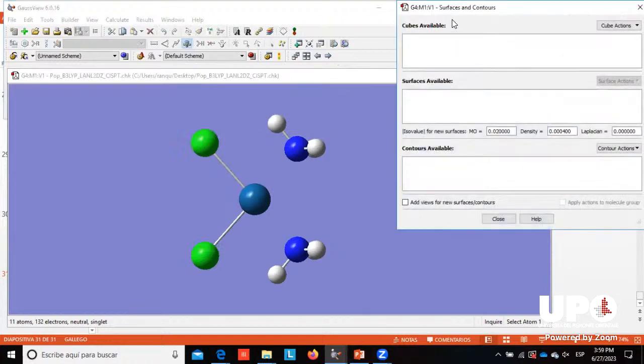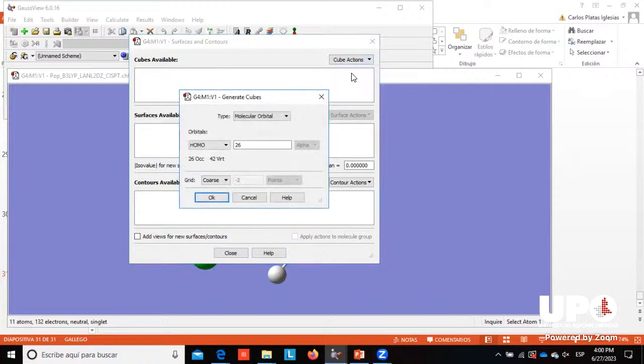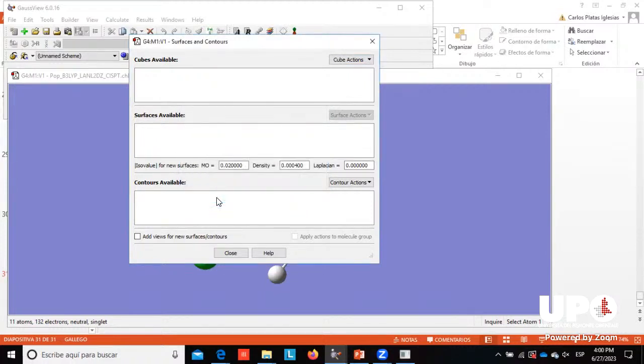And here in surfaces, we have to generate a cube. A cube is a different type of file that contains, for instance, an orbital. We can calculate also the electron density. We can calculate different properties that are related to the wave function, of course, right? So let's select new cube. And the first thing we have here by default is HOMO. So let's calculate the HOMO. Okay. And now there is a window here you see on the bottom. It's already done.